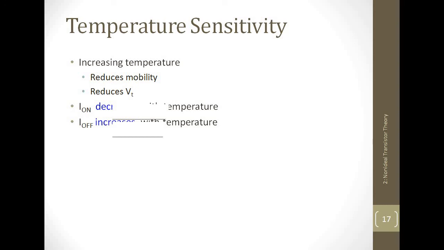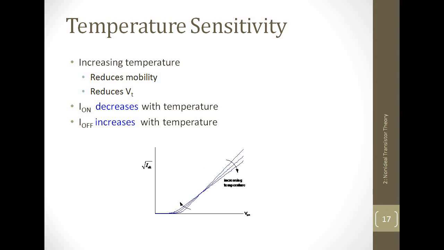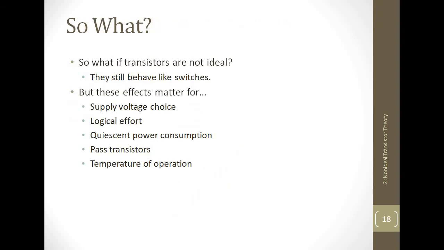The last one is temperature sensitivity. Increasing temperature will reduce the mobility, which in turn reduces the threshold voltage. So the on current decreases with temperature, but the off current increases with temperature. You can see the plotting of the graph here.